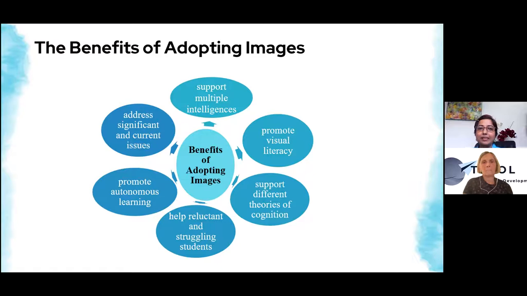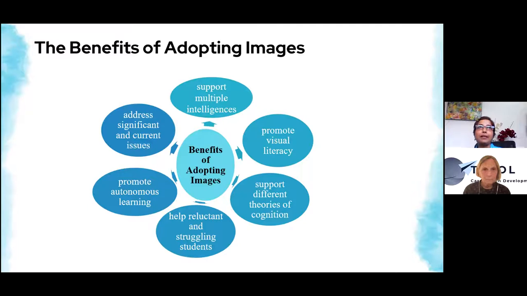And then moving on to helping reluctant and struggling students, there is a range of scholarship on how effective images are in helping reluctant and struggling students. For instance, using graphic novels in the classroom. If we are talking about the literature subject by itself, graphic novels can be an introduction.